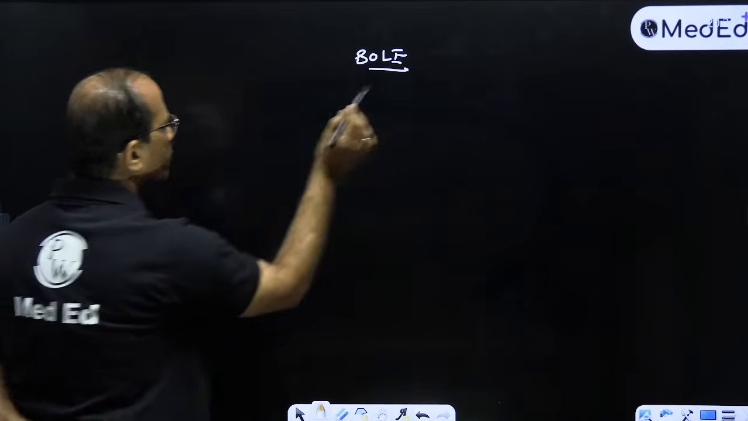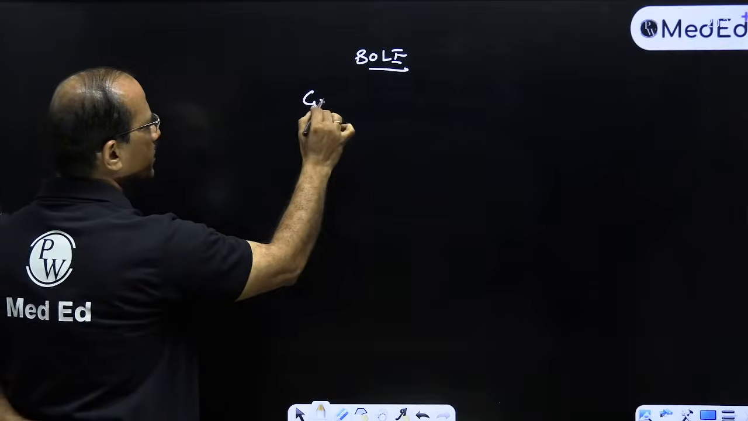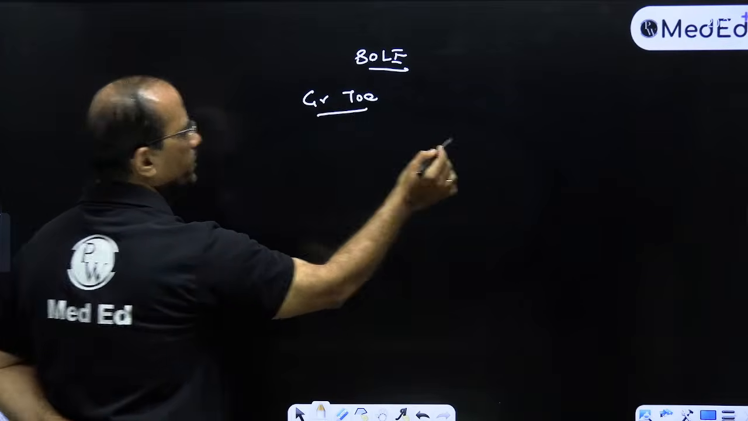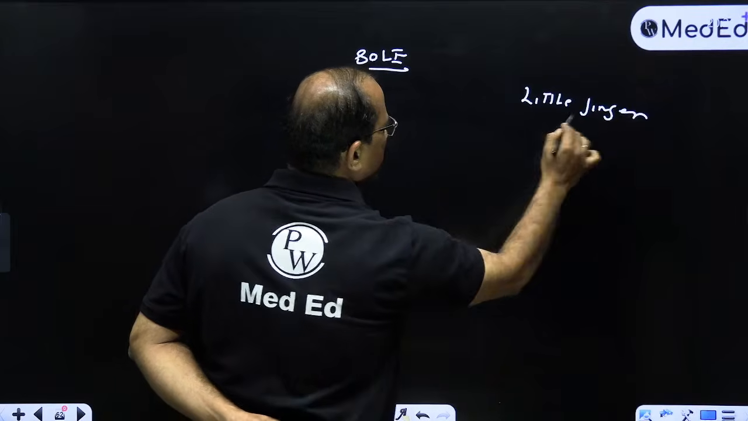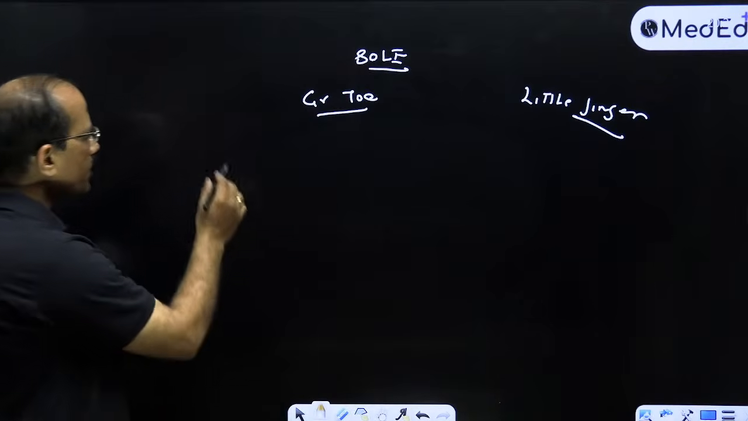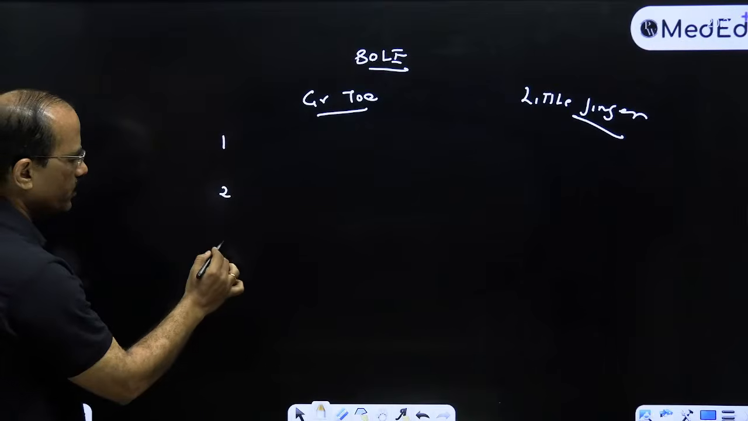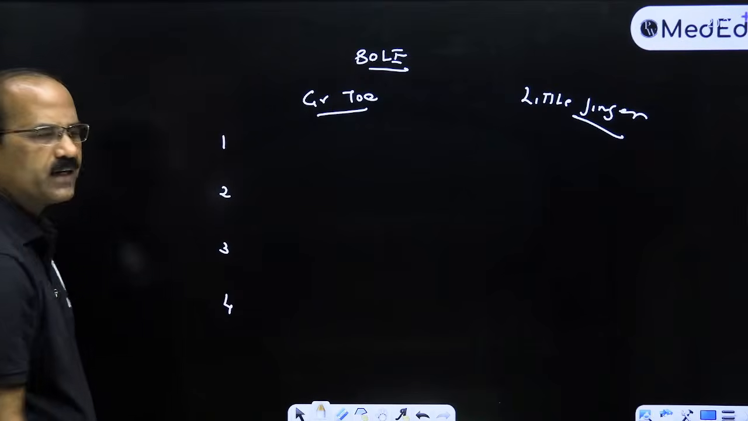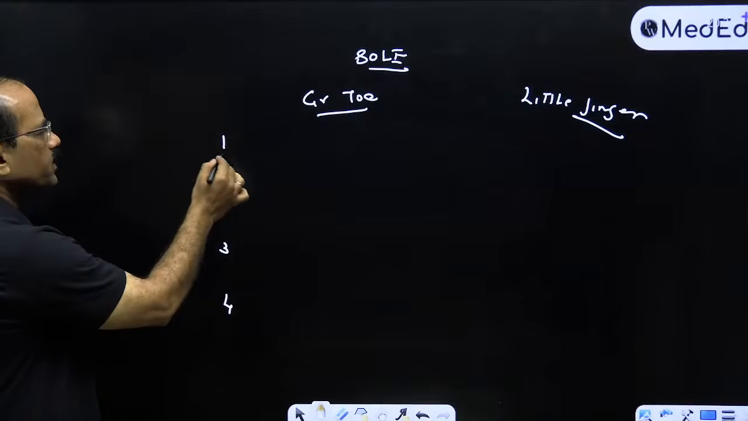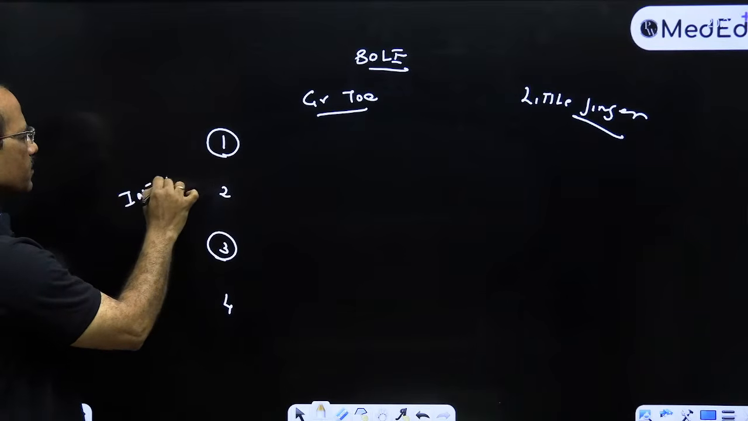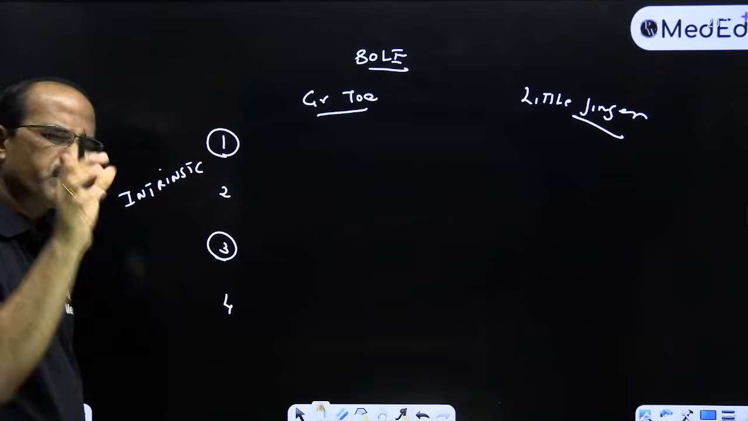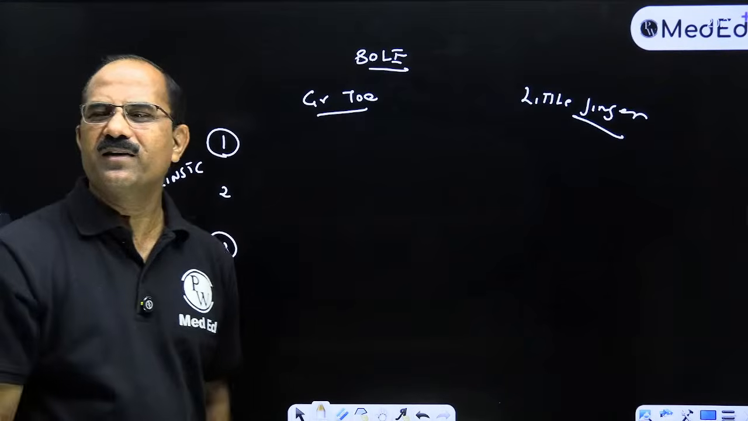The sole of the foot has got 4 layers. If this is the great toe, and that's the little finger, great toe and little finger. So there are 4 layers of the sole. Out of this, the first and the third layer are said to be intrinsic. Intrinsic layer means they are in the sole.